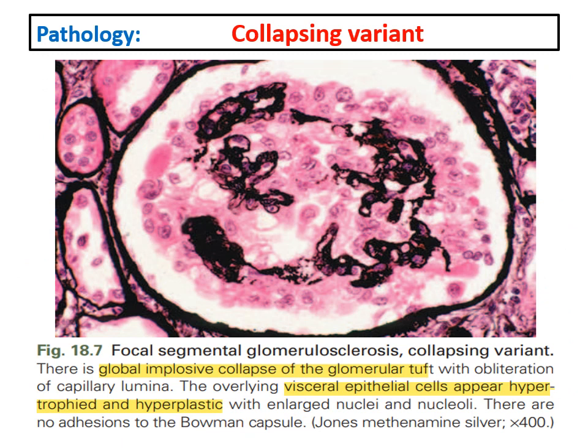Look here. There is collapse of the glomerular tuft. This is the glomerulus. What remains from it? There is collapse of the glomerulus. And all of these are epithelial cells. Visceral epithelial cells, hypertrophied, containing intracytoplasmic proteinaceous droplets. So there is collapse, and there is hypertrophy of the visceral epithelial cells, as we described.